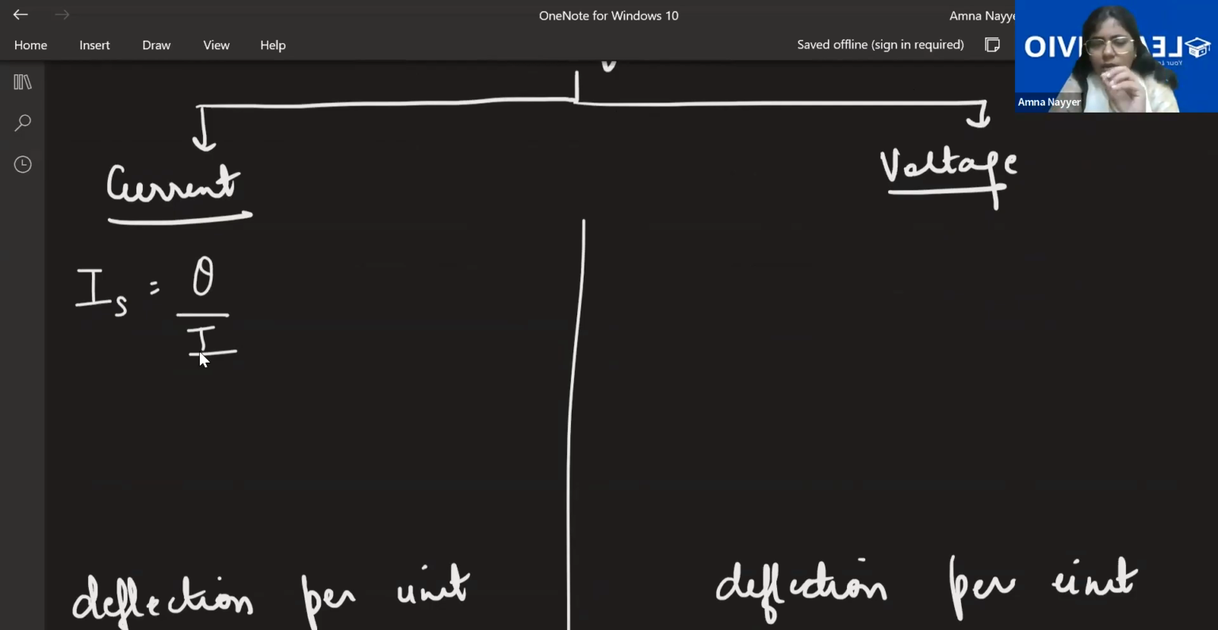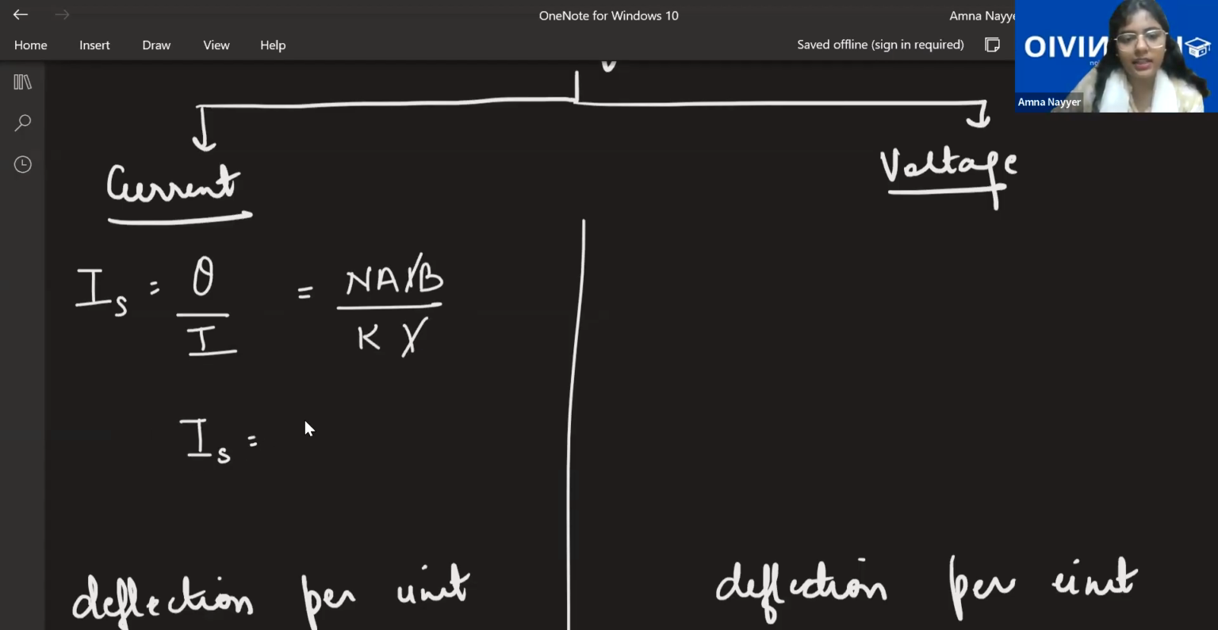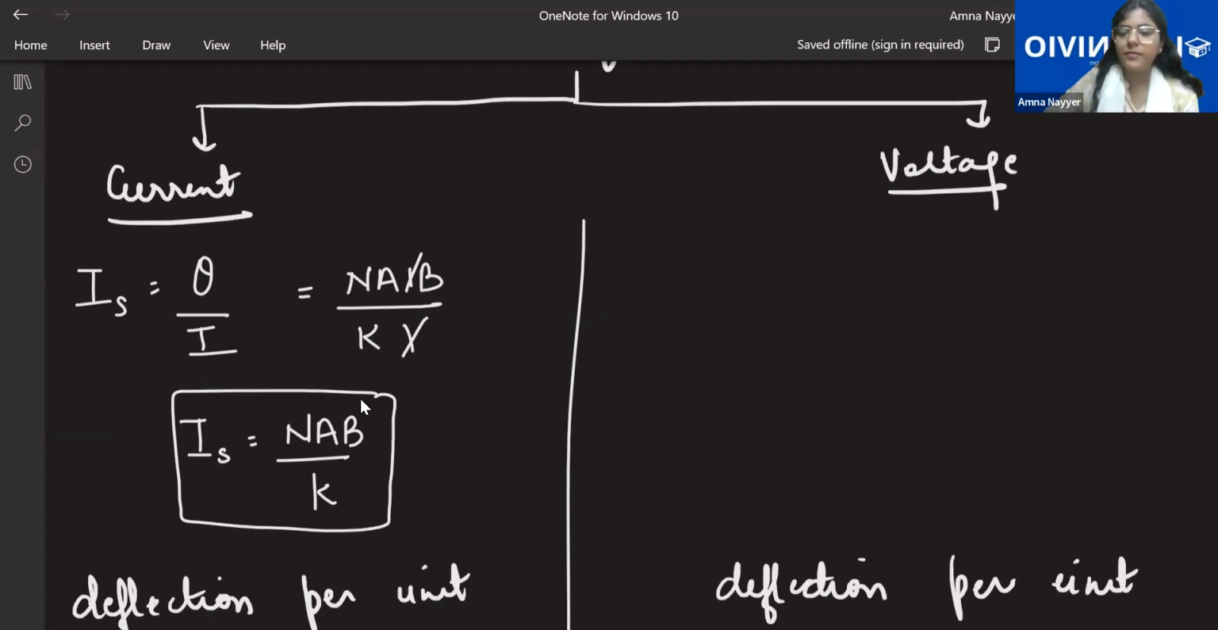Meaning, for a small value of current, it is giving you big deflections, rather than deflections which could be neglected or a very small movement in the pointer. So theta is NAB divided by K into I. The current will get cancelled. The formula for current sensitivity is NAB by K. Got it? This is the current sensitivity.